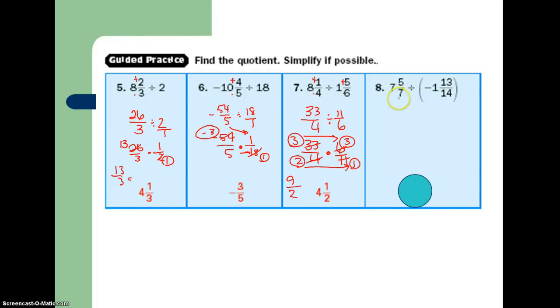Number 8, 7 times 7 is 49. 49 plus 5 is 54 over 7. Divide by 14 times 1 plus 13. It's going to be a negative answer. Don't count the negative, just kind of bring that negative down. 27 over 14. Now we keep it the same. Do not divide out common factors yet. Remember, we need to same, change, flip.